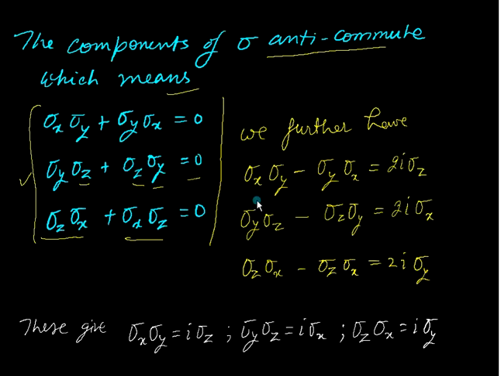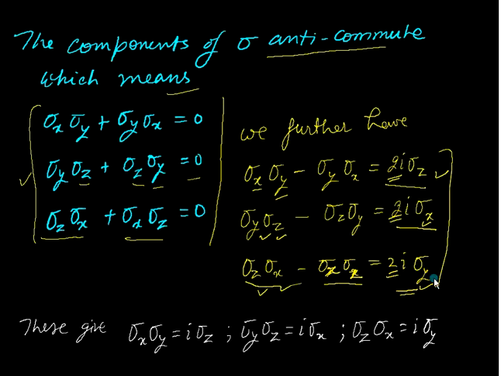Further, we can show that sigma x sigma y minus sigma y sigma x is equal to 2i sigma z. Sigma y sigma z minus sigma z sigma y is equal to 2i sigma x. Further, sigma z sigma x minus sigma x sigma z is equal to 2i sigma y. So when you take the xy component, you write the z component; for yz, it will be sigma x; for zx, it will be y, multiplied with 2i. Just keep this in mind; you can prove it, and I will show you in the next slide.